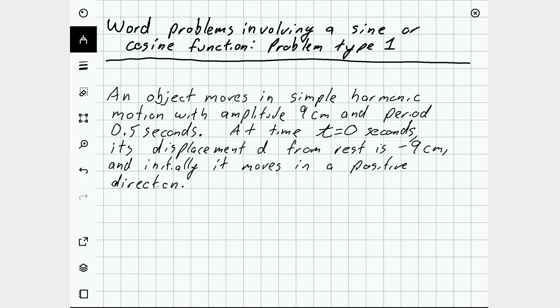Word problems involving a sine or cosine function, problem type 1. So you can see I can already have a problem here, so let's just jump right in. An object moves in simple harmonic motion with amplitude 9 centimeters and period 0.5 seconds. At time t equals 0 seconds, its displacement d from rest is negative 9 centimeters, and initially it moves in a positive direction. We're asked to write an equation modeling displacement as a function of time.